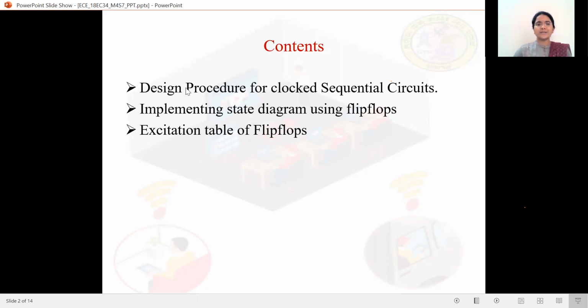First, we'll study the procedure that we have to follow while designing clocked sequential circuits. Then, implementing the state diagram using flip-flops. We have to implement the given state diagram using the respective flip-flops mentioned in the problem. If they don't mention it in the problem, we can consider any flip-flop of our choice. And then the excitation table of flip-flops. We have 4 types of flip-flops, and depending on the present state and next state, we have to write the excitation inputs of flip-flops.